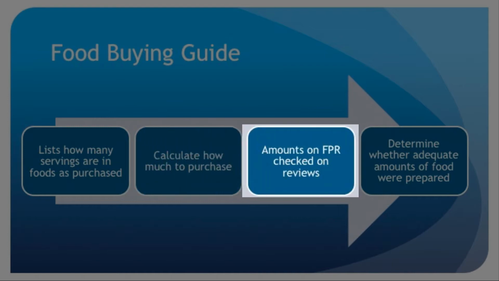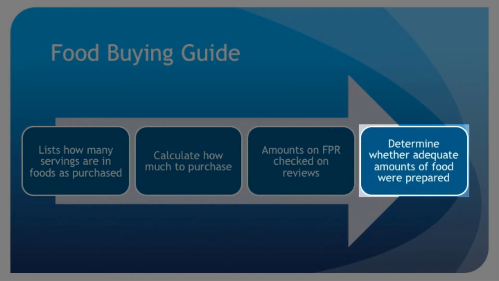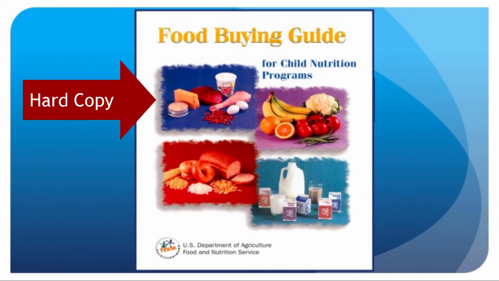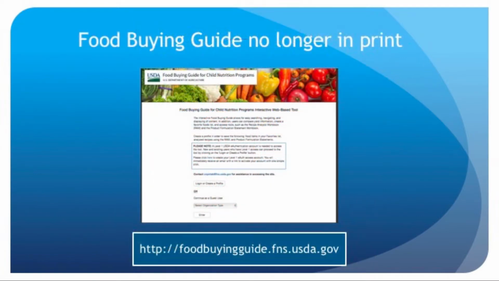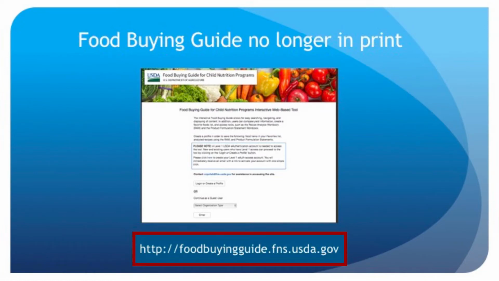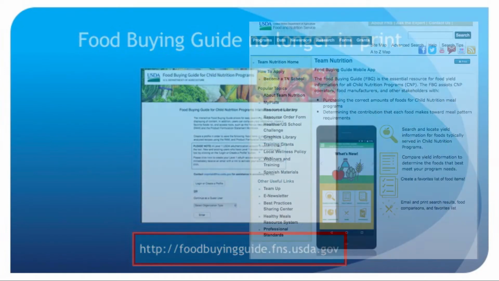On state agency reviews, the amount of food recorded on the food production record is checked against the Food Buying Guide to determine whether adequate amounts of food were prepared. If your center has been on CACFP for several years, the center may have a hard copy of the Food Buying Guide that looks like this. The Food Buying Guide is no longer in print, but is available in an interactive format at this website.